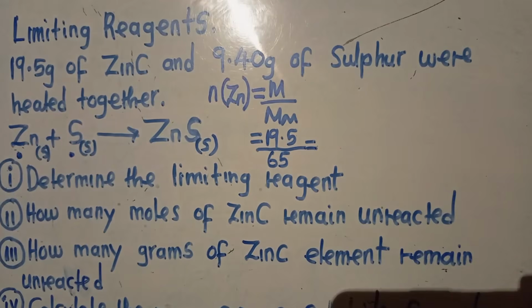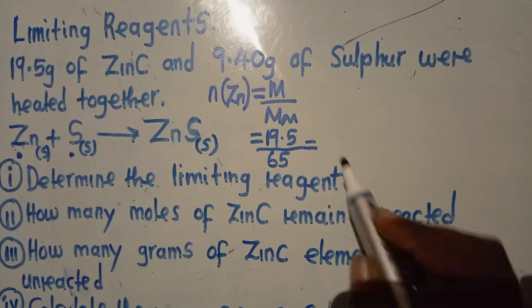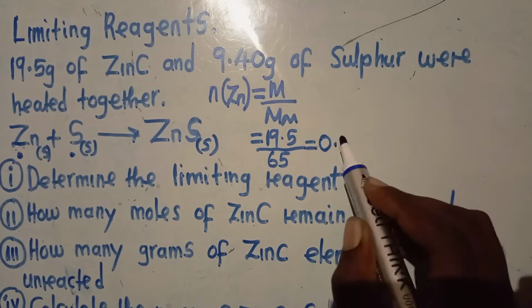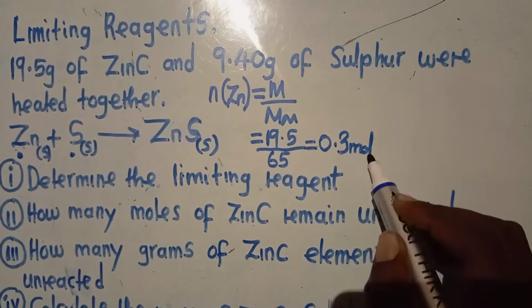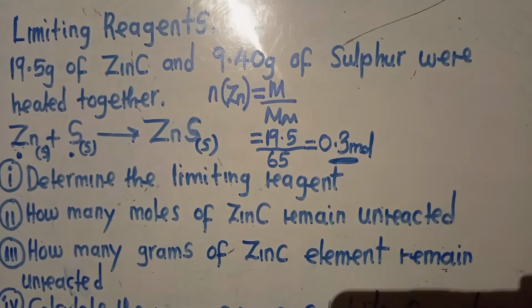So when you divide 19.5 by 65, the answer we are getting is 0.3. So here I put 0.3 moles. This is for zinc.